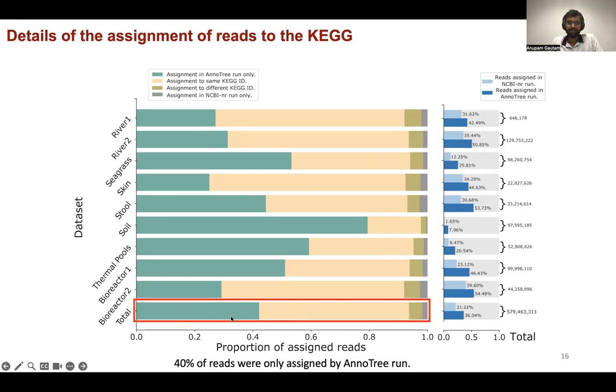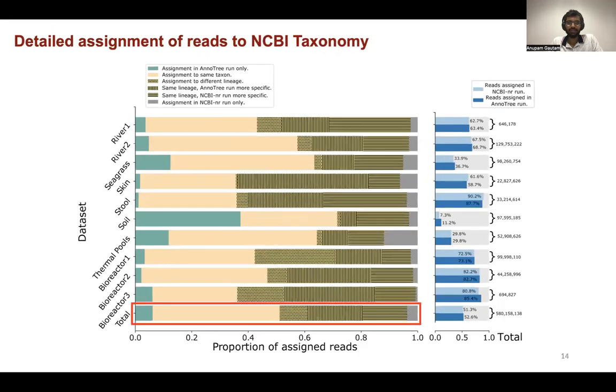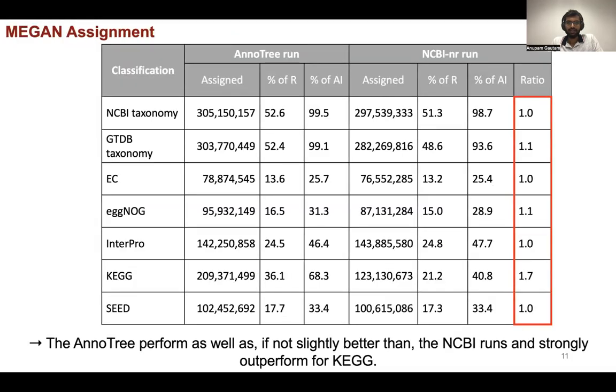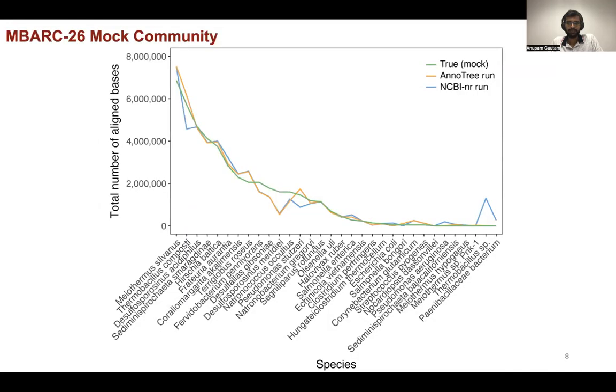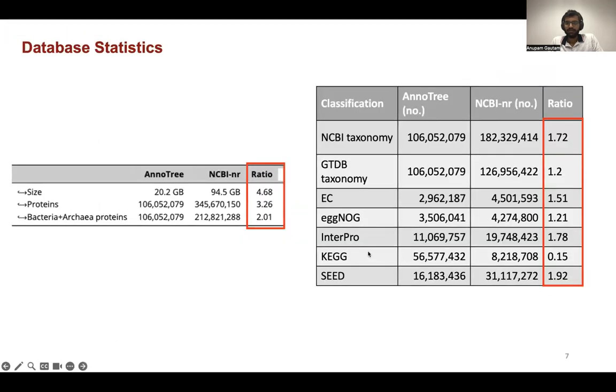So why is this happening? A larger proportion of reads is being assigned only in the AnnoTree run, which never got a KEGG ID assigned in the NCBI-NR run. The answer basically lies in database statistics. As you can see over here, if you look at the total number of accessions, or protein entries, present in AnnoTree, more than 50, I think 56 million of them, have a KEGG assignment. But with the NR database, a very small proportion of them have a KEGG ID assigned. So the reads never got assigned in NCBI-NR.